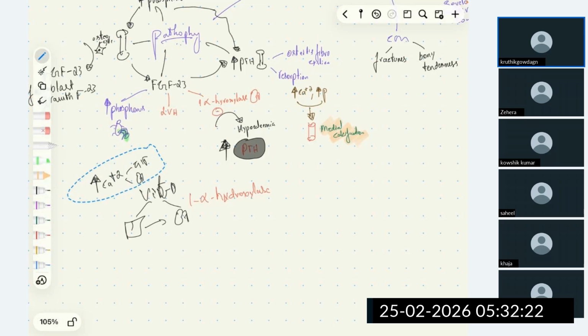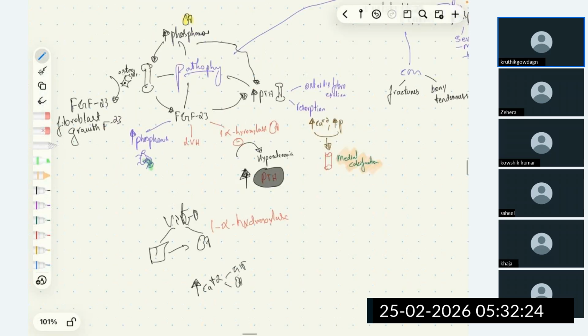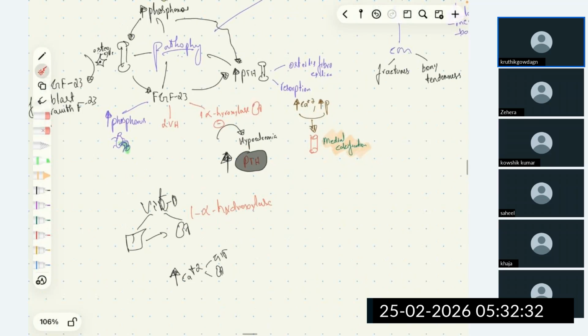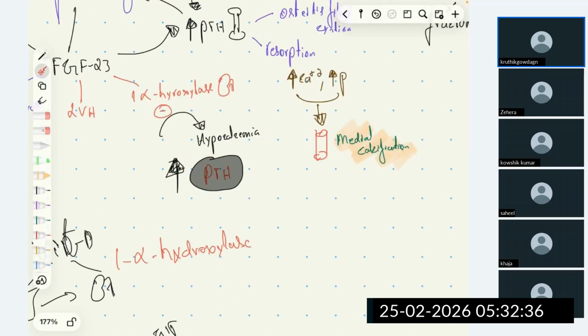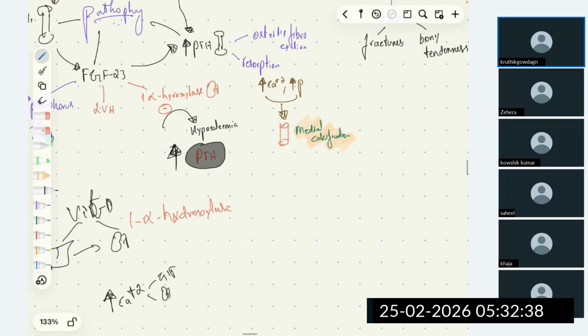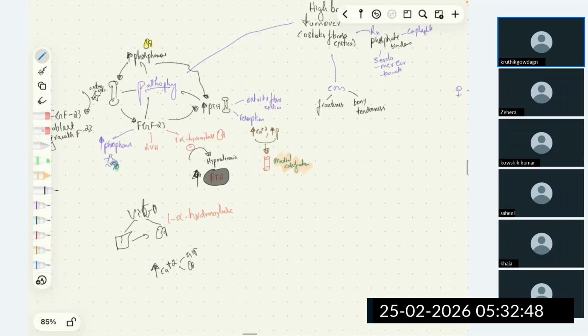Now, FGF23 inhibits 1-alpha hydroxylase, leading on to hypocalcemia. Now here the story begins. When there is hypocalcemia, the calcium sensing receptors present in parathyroid cells will get activated. These parathyroid cells will secrete parathormone. The increased parathormone will cause bone reabsorption.